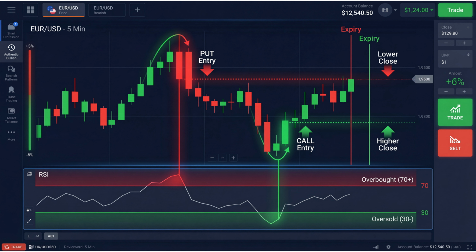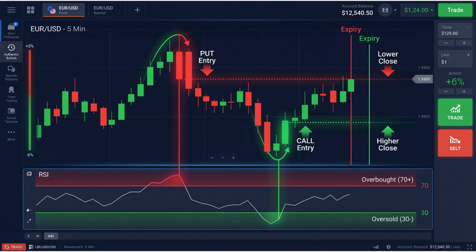A binary options strategy using RSI confirmation on the 5-minute Euro-USD timeframe. The main focus is identifying overbought and oversold market conditions and then entering trades when price reacts. When price moves strongly upward and the RSI rises above the 70 level, the market becomes overbought, meaning buyers may be exhausted. At this point, a bearish reversal candle appears, confirming selling pressure, and this is where the put entry is taken. The expectation is that price will close lower than the entry level by the time the expiry is reached, which is marked by the red vertical line.